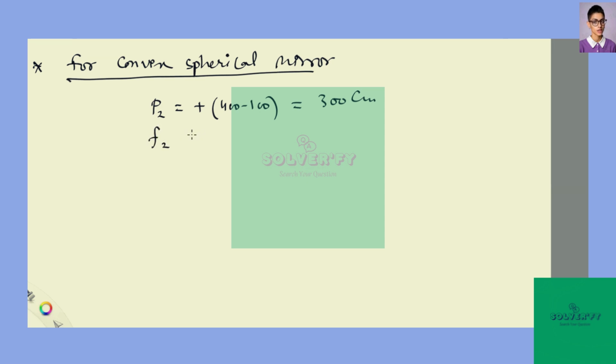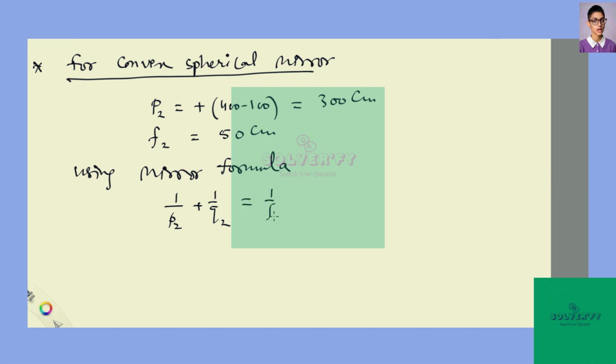Its focal length has been given as 50 centimeter. So now using the mirror formula, which says 1 by p2 plus 1 by q2, where q2 is the distance of the image formed by the convex mirror, is equal to 1 by f2, the focal length of the convex mirror. When we put the values, this is 1 by 300 plus 1 by q2 is equal to 1 by 50.